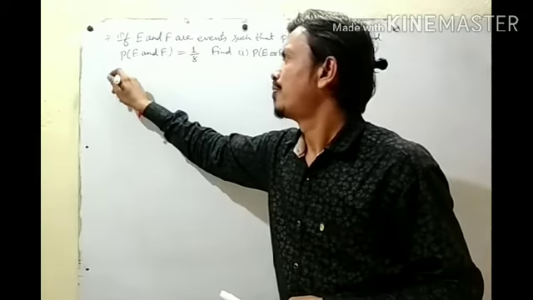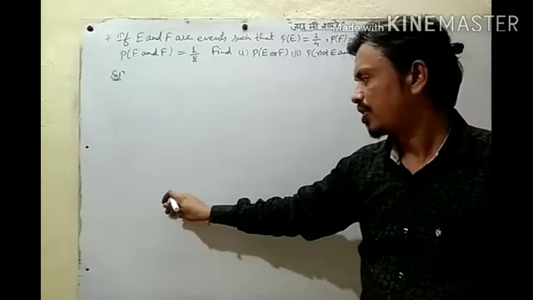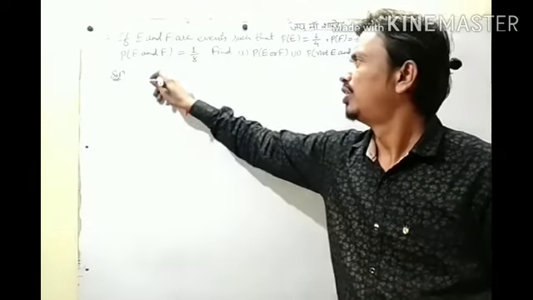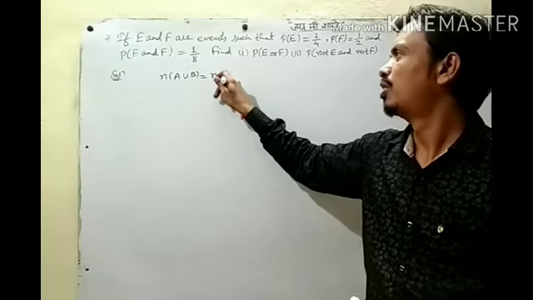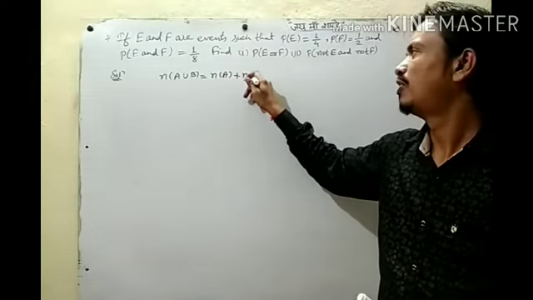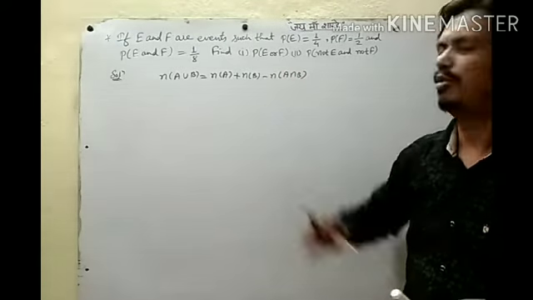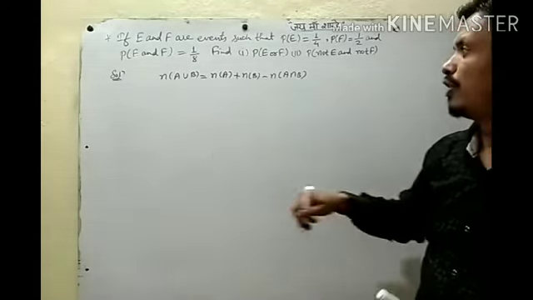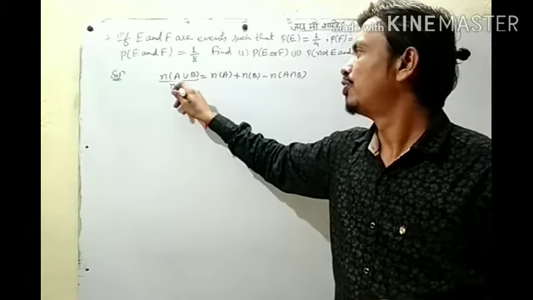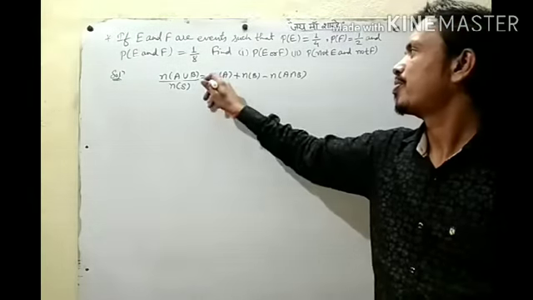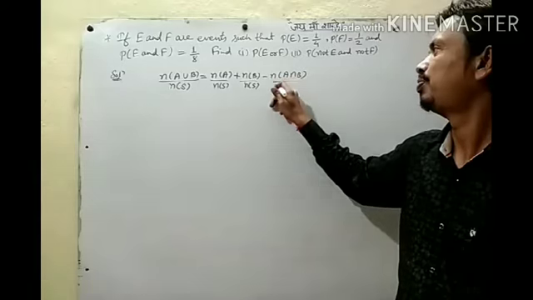Let's see, so first of all we use one formula in sets, first chapter, right? Number of elements in A union B is equal to number of elements of A plus number of elements in B minus number of elements in A intersection B. Now this formula we have. If we divide this whole by number of total outcomes, then what will happen?